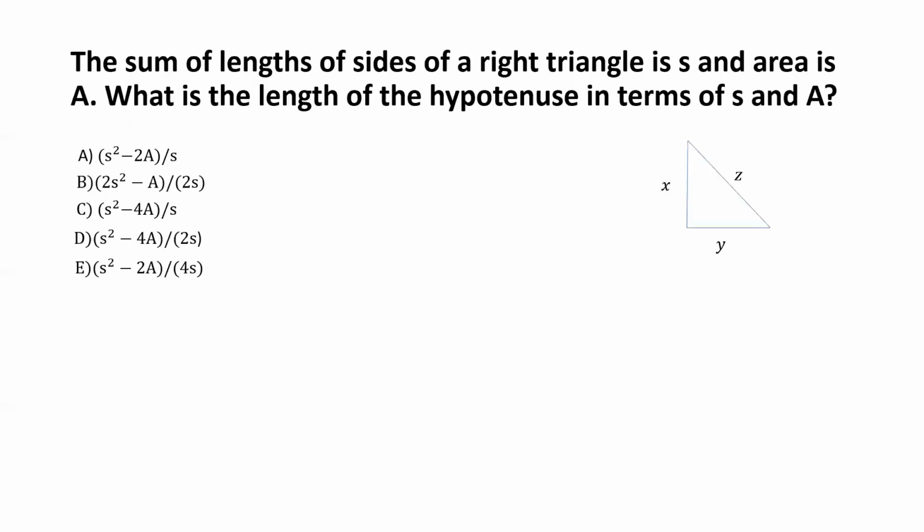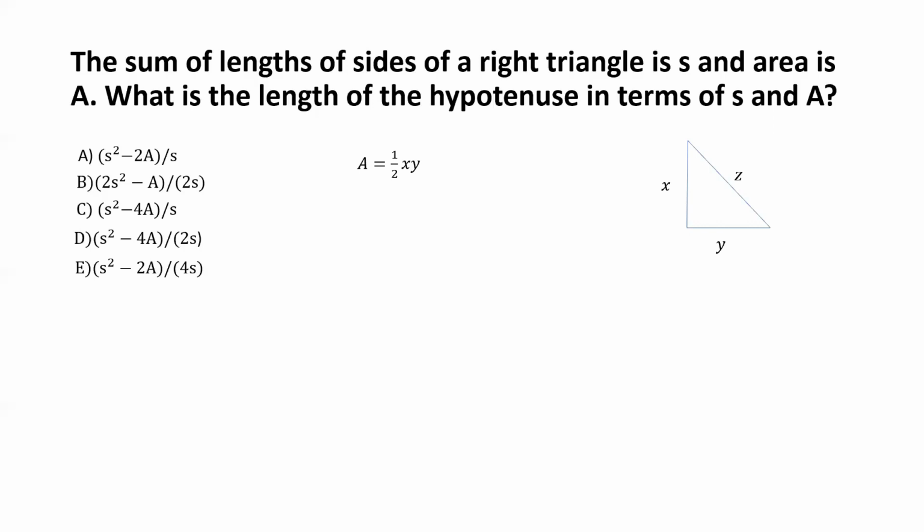So x is the altitude of the triangle, y is the base of the triangle, z is the hypotenuse. So it's x, y, z with z being the longer side, that's the hypotenuse. And from what we know, the area of the triangle is half altitude times base, so it's half xy, and that's given as A. So A equals half xy.